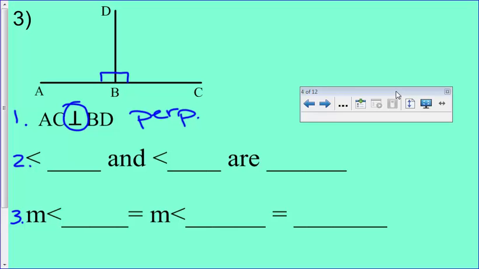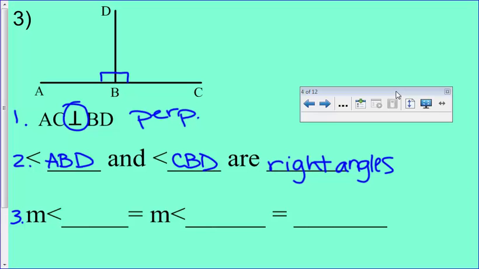After we mark that they're perpendicular with our boxes, we can state for step two that angle ABD and angle CBD are right angles. The reason we can say that they're right angles is because they tell us they're perpendicular. Once you know that they're right angles, then we can go to this step where we say that the measure of angle ABD is equal to the measure of CBD, and they're all equal to 90 degrees. So that will always follow in a proof if you see perpendicular.